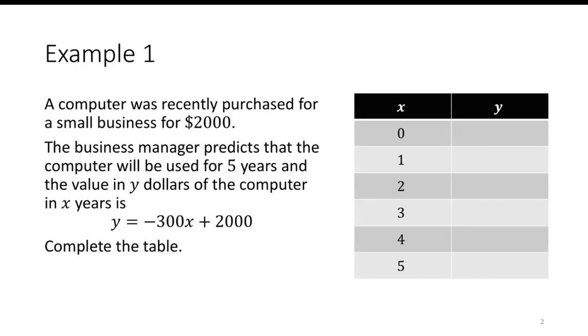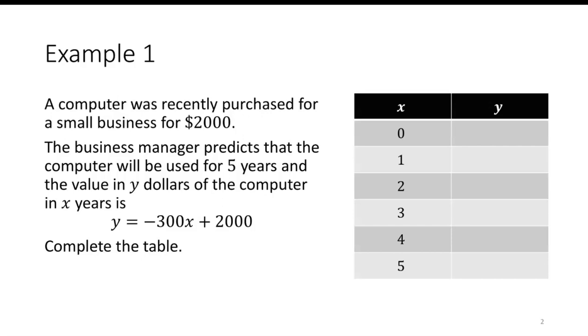Alright, so let's start with a warm-up example. A computer was recently purchased for a small business for $2,000. The business manager predicts that the computer will be used for 5 years, and the value in Y dollars of the computer in X years is given by Y equals negative 300X plus 2,000. So let's complete the table.